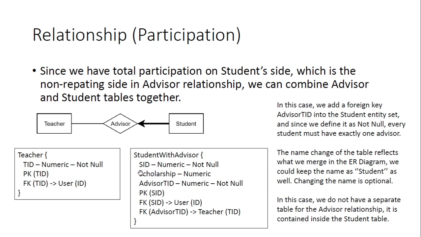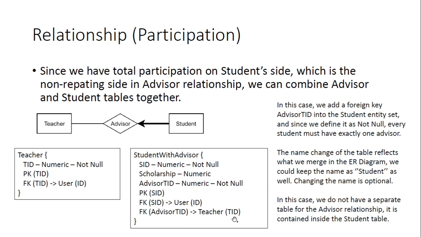And for this student, since I need to have an advisor, I'm going to also write the advisor's TID. In this case, for the student table, the primary key does not change because SID was enough to find a unique student. But this SID foreign key is because student is a child entity of the user table. We also store this advisor TID, and this advisor TID should correspond to an existing teacher's TID.